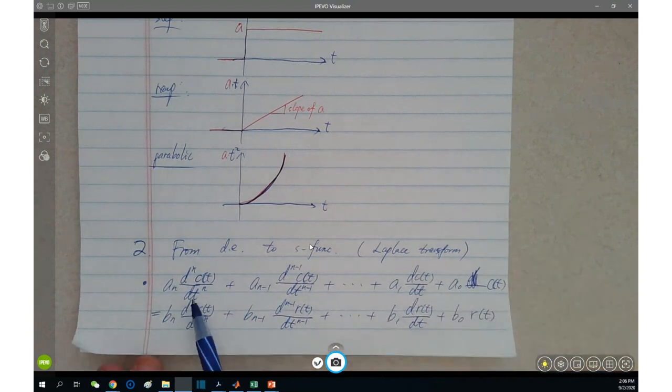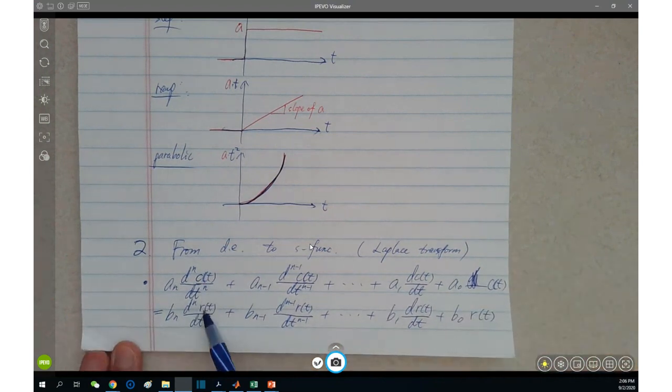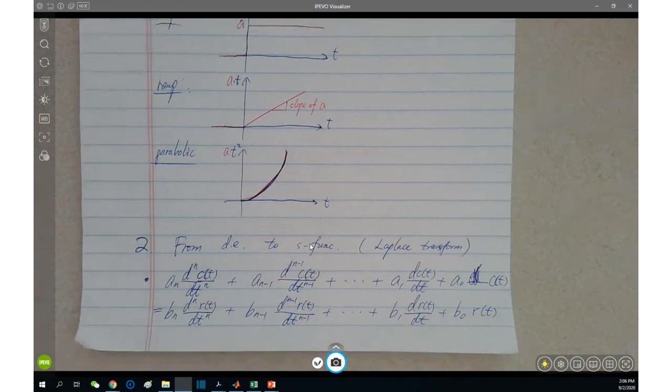So the functions you're seeing here are C of t and R of t. By the way, from your understanding of the differential equation, what do you think C and R are, respectively? If we consider this as a generic differential equation, what are C of t and R of t representing? Any guess?